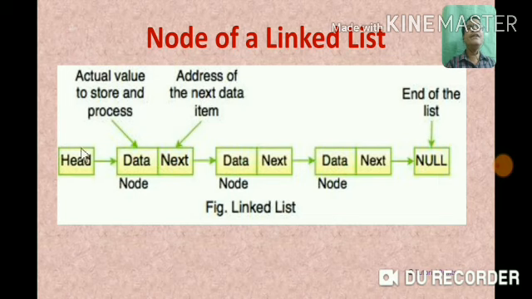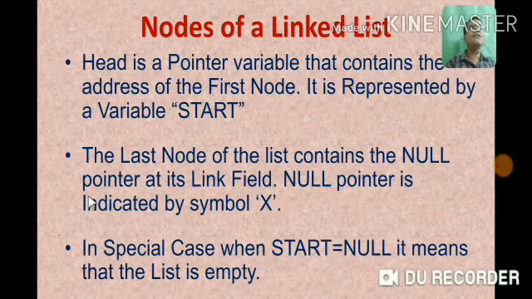Every linked list starts with a special pointer variable, head. This head contains the address of the first node of the list. Now see the concepts that we are going to use in the linked list when we discuss the different algorithms. In the implementation, head is a pointer variable that contains the address of the first node, as I have already discussed. It is represented by the variable start. So start is a variable which will contain the address of the first node.